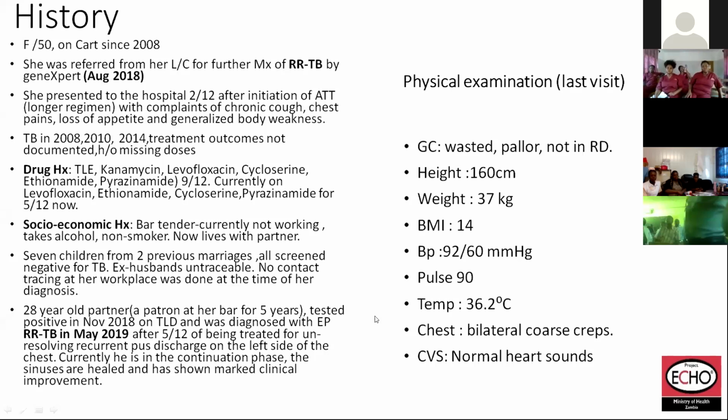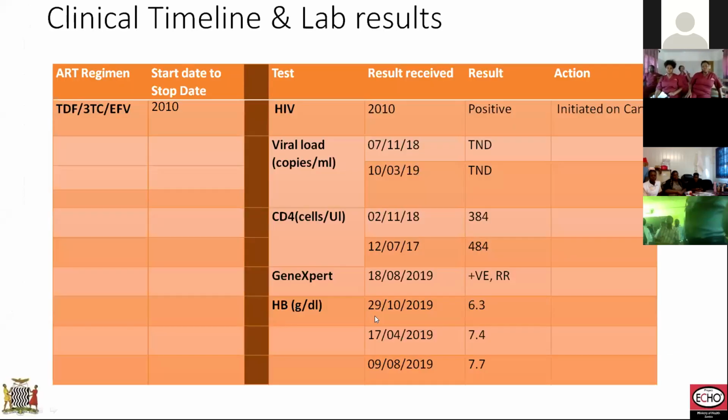I can go to the next slide. Okay. So for the labs, there were a lot of labs that have been done on this patient from the time of admission. So I tried to just present the significant ones and the latest results. The viral load that was done last year, a month after she was diagnosed with RR TB, was not detected, and another one was repeated in March of this year. It was also undetected.